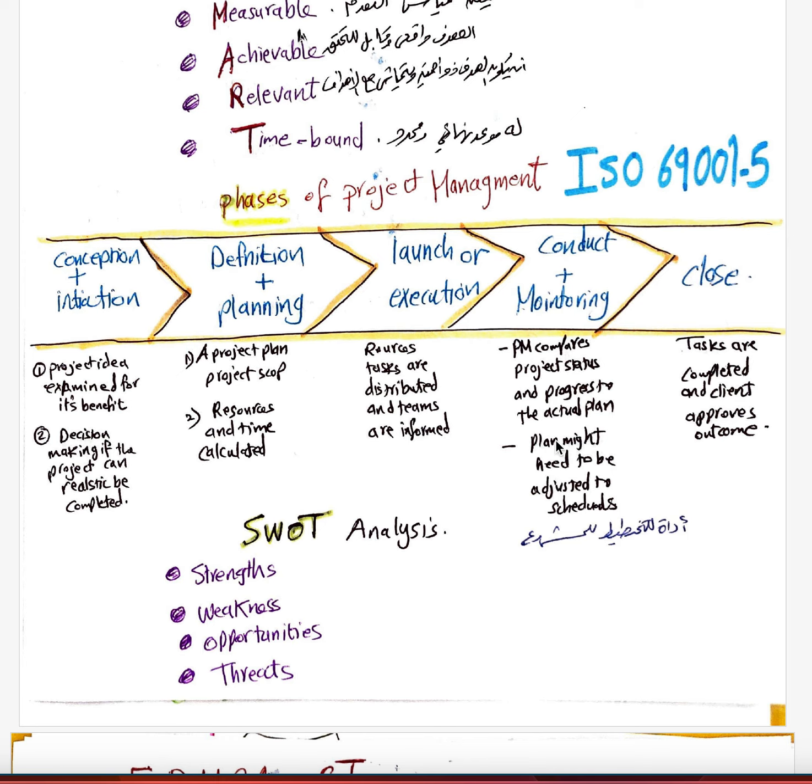That means in conduct and monitoring, we just do monitoring and visits, and if there are errors or problems or issues, maybe we come to edit it, we make many goals for that. And then we end with close, which is the tasks are completed and the sponsor approves the outcome. That's exactly the steps or the phases of project management. Again, we start with the initiation and conception, definition and the planning, then launch and execution, and then we go to conducting and monitoring, and finally close.